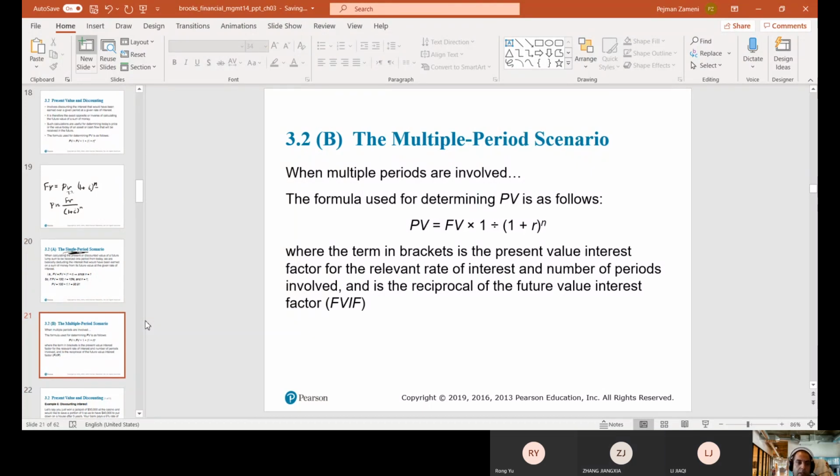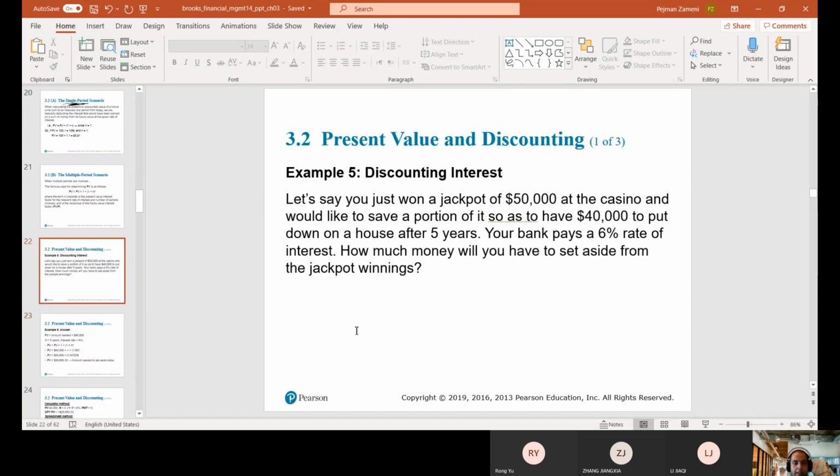And we have seen this formula also. Nothing new for you. Okay, there is an example. Present value and discounting. Let's say you just won a jackpot of $50,000 at the casino and would like to save a portion of it so as to have $40,000 to put down on a house after 5 years. Your bank pays a 6% rate of interest. How much money will you have to set aside from a jackpot winning?